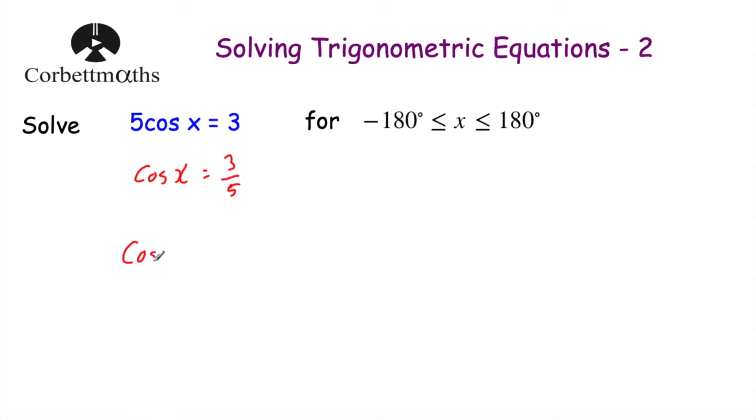Okay, now we're going to do the inverse cos of 3/5. And when we do the inverse cos of 3/5, we get that's equal to 53.13 degrees. Okay, that's fantastic. Now let's draw a cast diagram.